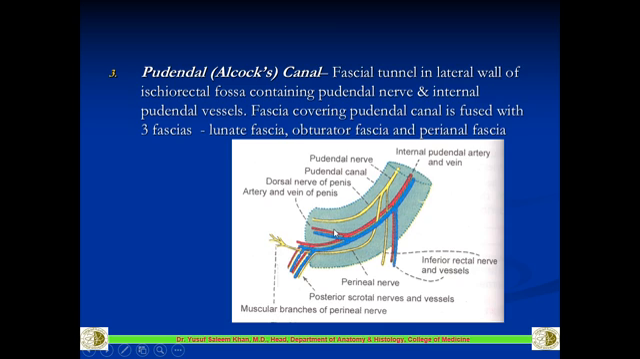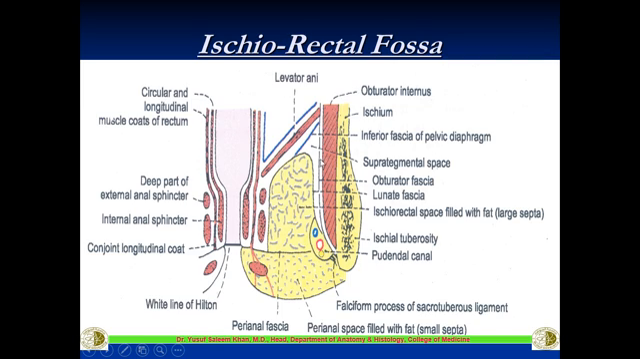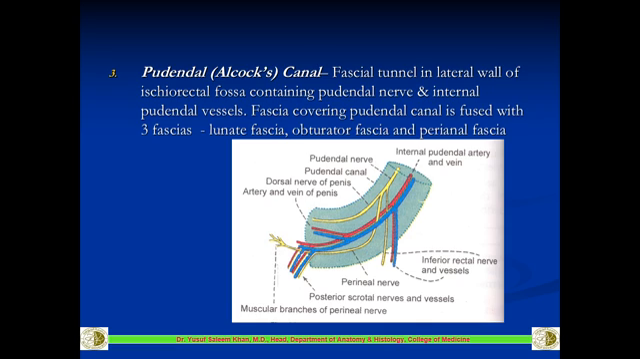The fascia covering the pudendal canal is fused with 3 fascias. So this is a very important fascial canal which is formed by 3 fascias. Which are those 3 fascias? One is the lunate, the second is the obturator, and the third is the perianal. If you can see here, this is the obturator fascia which is coming down, then it forms the pudendal canal. The other one is the lunate fascia, and the third is the perianal fascia. All these 3 fascias will form this canal. That's why this pudendal canal becomes much more important.